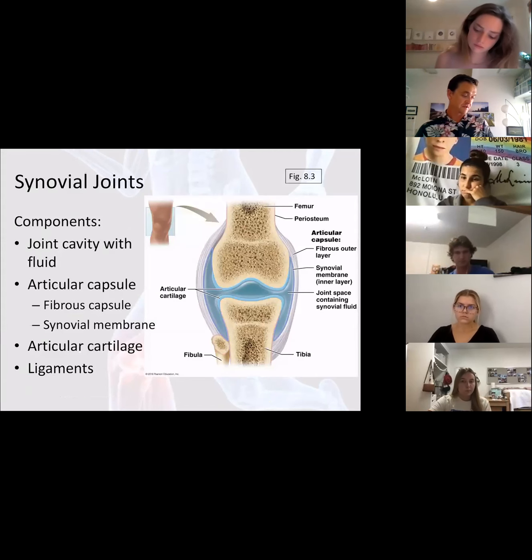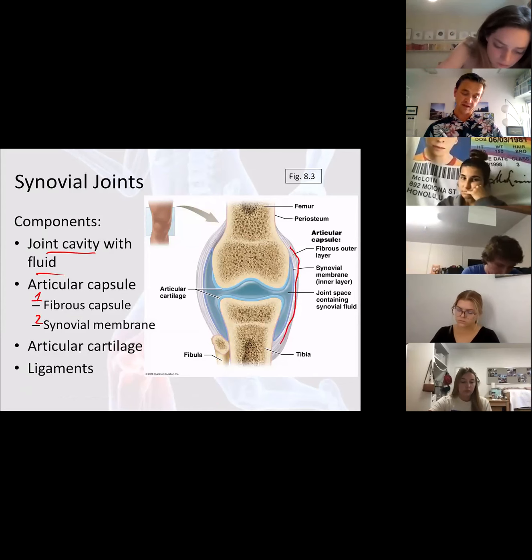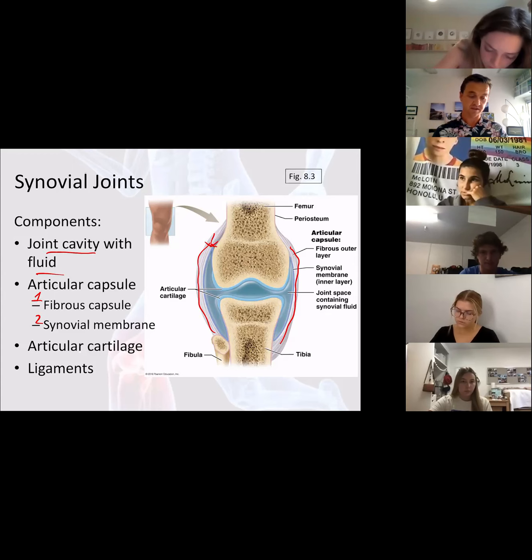Okay, so the components of a synovial joint, number one, we have a joint cavity with the fluid. We have an articular capsule, and the articular capsule is made up of two components: the fibrous capsule, which is this kind of thick layer out here, and then the synovial membrane, which is this kind of bluish layer on the inside of that. It's the internal part of the capsule. And then there's articular cartilage. Articular cartilage is the hyaline cartilage we've talked about. And then lastly, there are different ligaments depending on which joint it is. We'll talk about each of these components next.